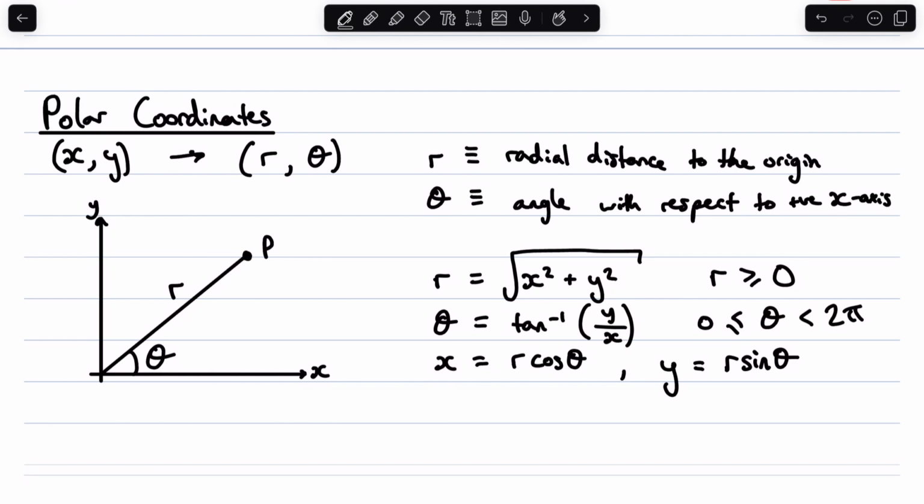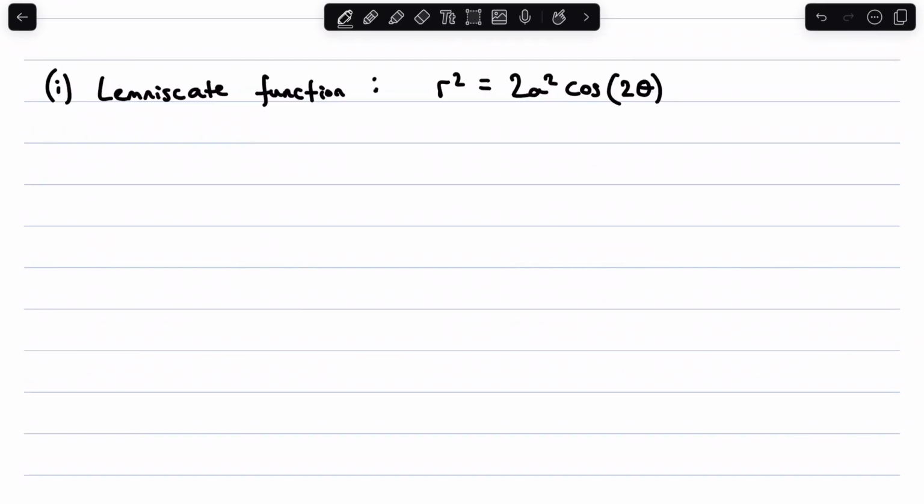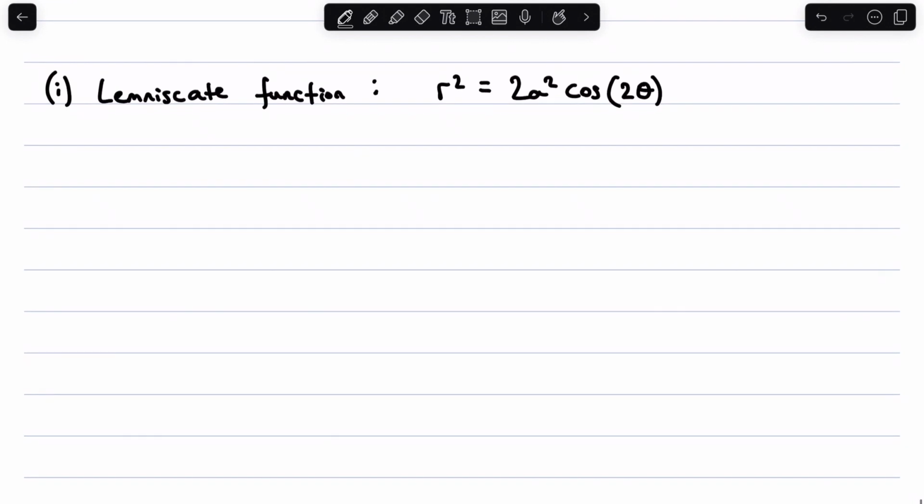An interesting example of where polar coordinates in 2D come into much more value than Cartesian coordinates is the Lemniscate function, also known as the figure of 8 function. This is where r squared equals 2a squared times cos of 2 theta. You could look at this as familiar in a sense, if you said it was like y squared equaling some function of x.